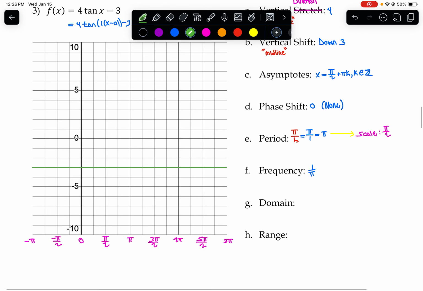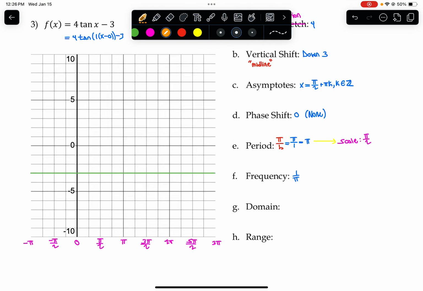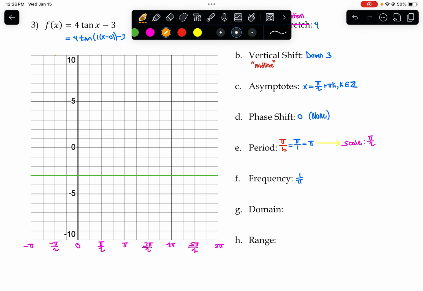All right, and then I'm going to plot all possible asymptotes. So all my asymptotes are going to be at all my pi over 2s. So remember, you've got to make them dashed. So at negative pi over 2, positive pi over 2, 3 pi over 2, 5 pi over 2, and so on.